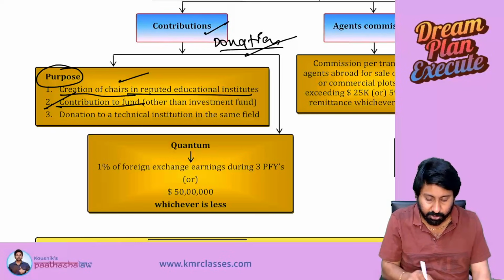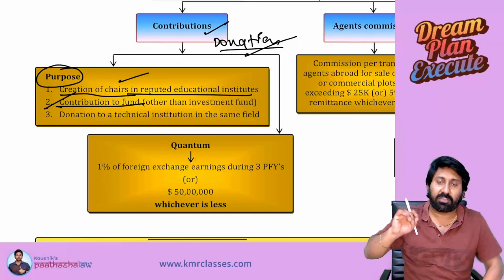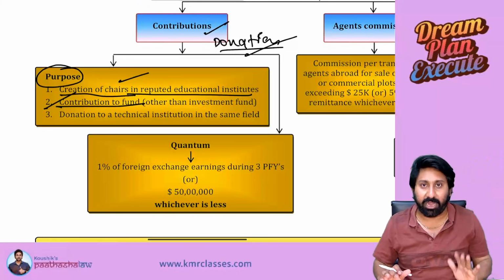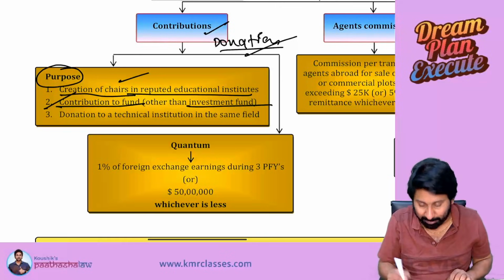Next, contribution to any fund. For example, there is a company doing scientific research. I wanted to donate to that fund. Yes, you can. They are constructing a building, and for that I wanted to give. No, that is an investment fund.